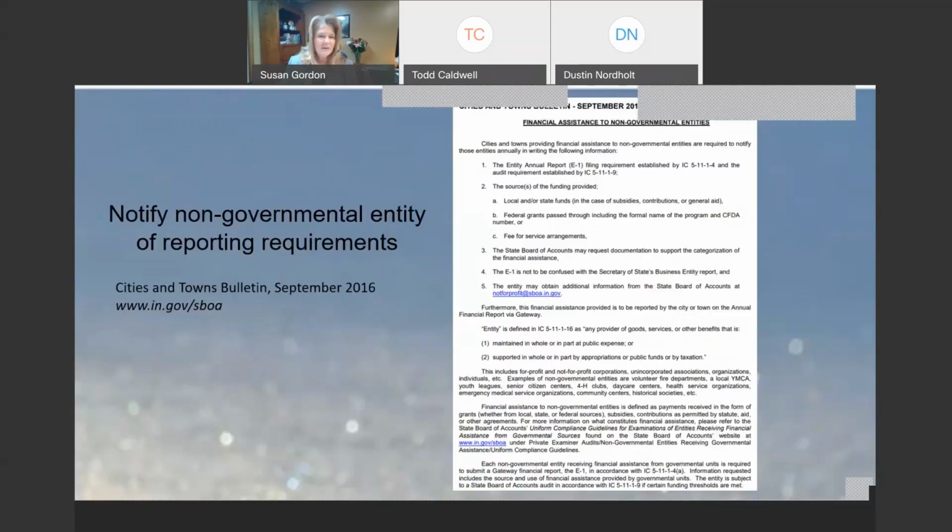Now you'll remember that in the Cities and Towns Bulletin in September 2016, you're required to notify those non-governmental entities that are required to file an E1 with our agency. And that is true for all not-for-profit non-governmental entities. However, our office has made the determination that this does not apply to COVID grants to local for-profit businesses. So you are not required to tell them, and they are not required to file an E1. So that's new this year. I wanted to make sure you all knew that because there's been some confusion on that.